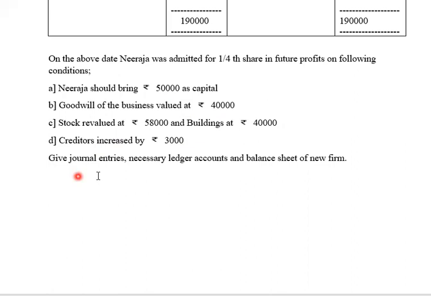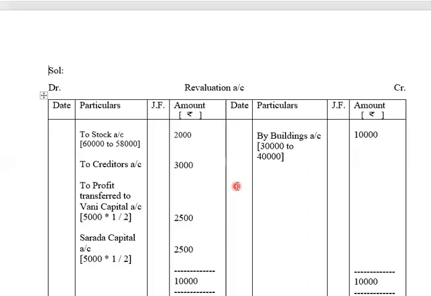Next we have stock, buildings revalued and creditors increased by 3,000. Give general entries, necessary ledger accounts and balance sheet of new firm. So we'll be discussing necessary ledger accounts and balance sheet. First we'll be preparing revaluation account, the format for which is date, particulars, general folio, amount rupees. Towards extreme left we'll be writing Dr debit, towards extreme right we'll be writing Cr credit, and the name of the account will be taken as revaluation account.